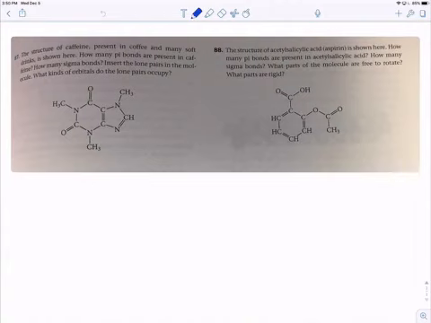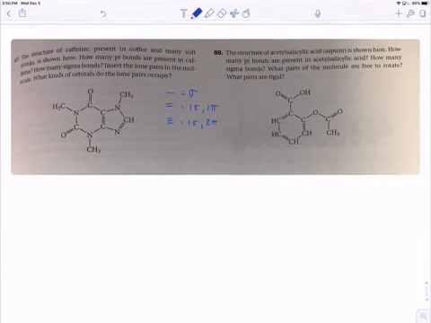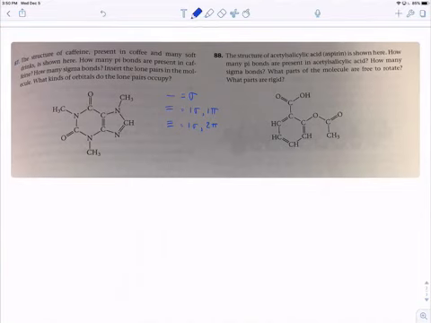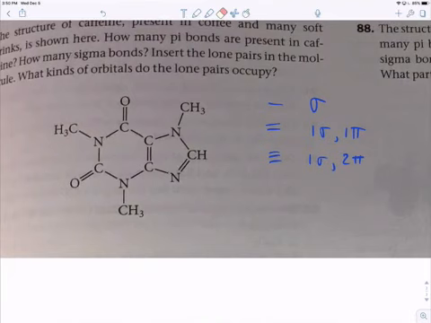Okay. So last one. A single bond is a sigma bond. A double bond is 1 sigma 1 pi, and a triple bond is 1 sigma 2 pi. Maybe I should use something other than equals. There we go. So every single bond is just a sigma bond. A double bond is a sigma bond and a pi bond. A triple bond is a sigma bond and 2 pi's.